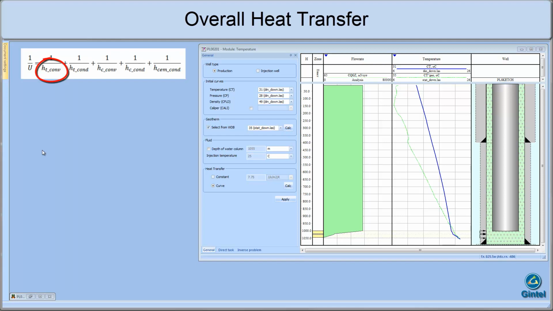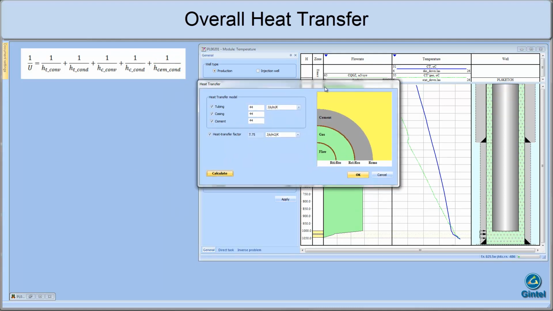heat transfer coefficient for inside of tubing forced convection. HTcont is for conduction through the tubing material. HCconv is for free convection between tubing and casing, which is the annulus. HCcont is for conduction through the casing material. And finally, HCemcont, again due to conduction but through cement. Now we will examine individual expressions for these various local heat transfer coefficients.